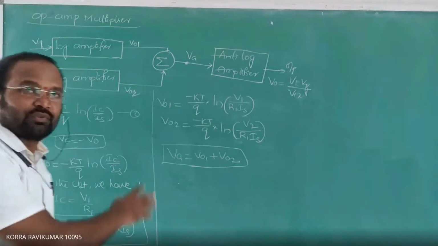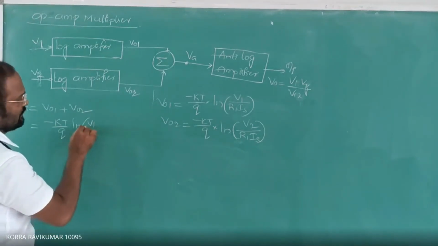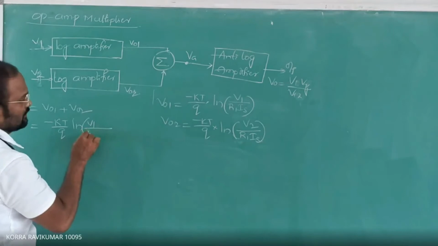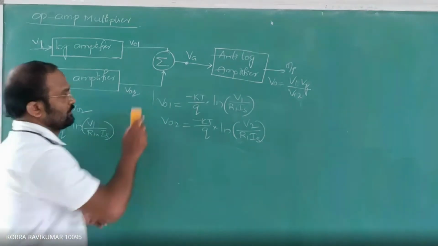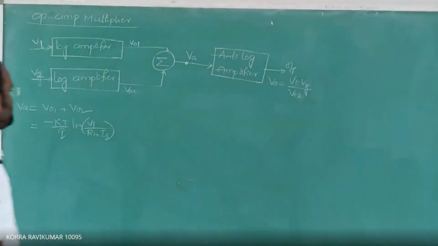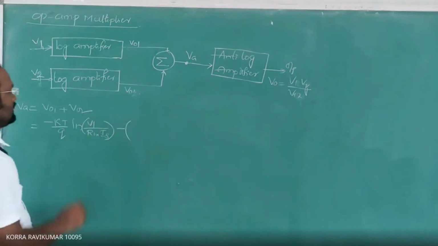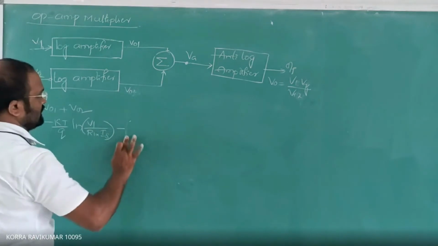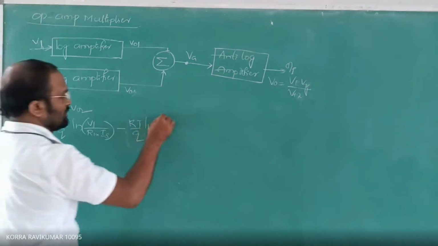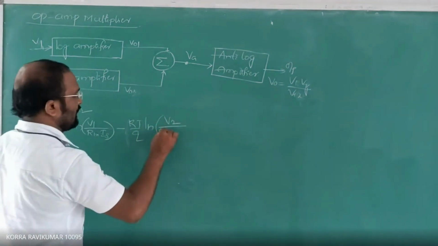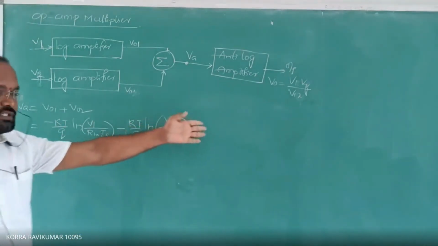Let us see it first before going to analyze this. Natural logarithm of V1 divided by R1 into IS minus KT by Q into natural logarithm of V2 by R1 into IS. Don't confuse. Here there is a plus, so how did the minus come here? Just look into this equation.